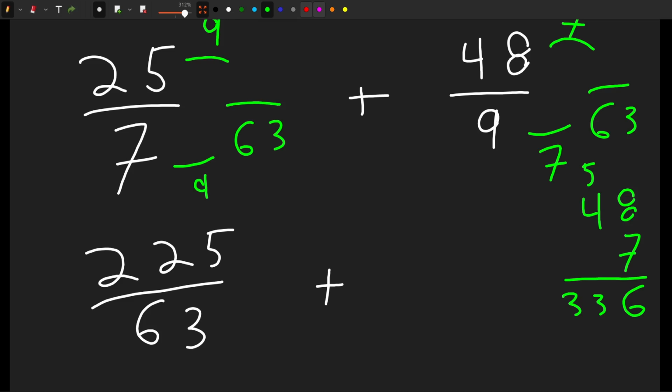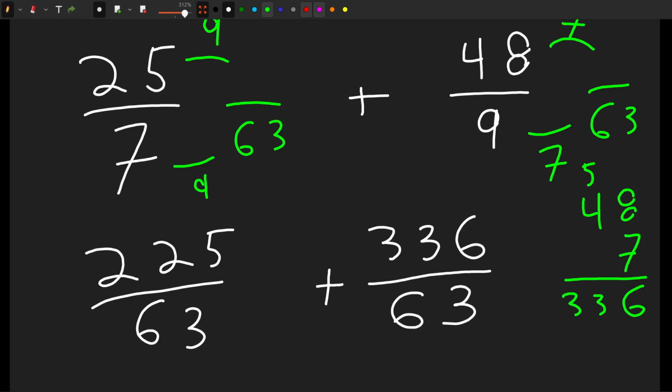It's 336, right? So double checking my math here, because 48 times 7, we get 56. 4 times 7 is 28. Yep. Nice. 336 over 63. Those are some really nasty numbers to work with.